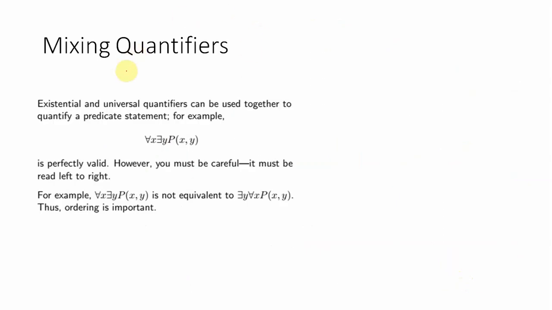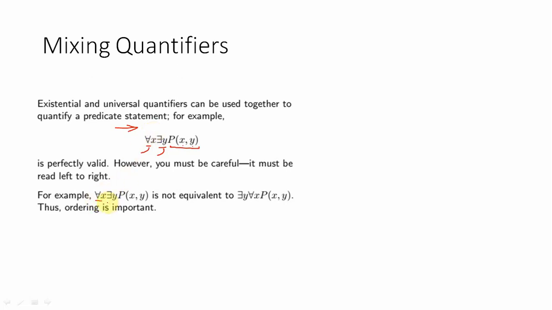The quantifiers can be mixed also. I can combine universal and existential quantifiers. Let's see this example. If I have a predicate which uses two variables x and y, I can have two quantifiers: x can be bound by a universal quantifier and y can be bound by an existential quantifier, right? But please be careful. If you are mixing quantifiers, it is always read from left to right. The order of the quantifiers is very important.